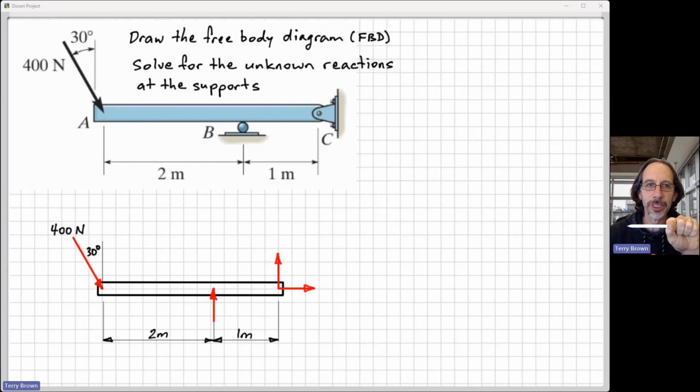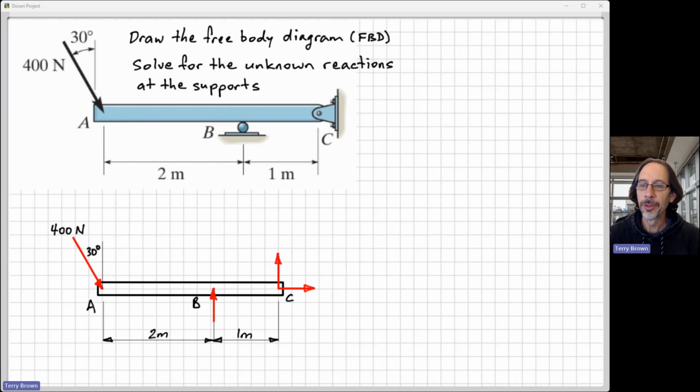If I had a built-in beam and I pushed it like this and it can't rotate now, then I would have to have over here a moment reaction. Anyway, so that's our free body diagram, including all of our forces with arrowheads on all of the unknown forces. So now we need to start putting in some labels on these unknowns.